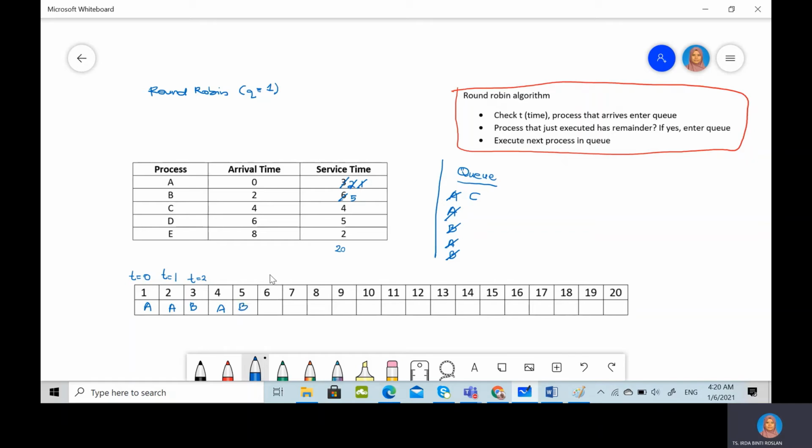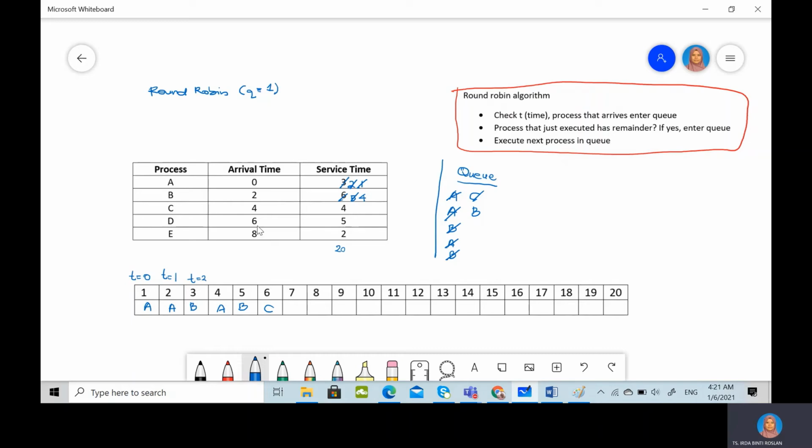Okay, again, check t equals 5. At t equals 5, still no new process. We continue. We check whether B has any remainder or not. Yes, B has 4 more service time, so put it in Q. And then execute the next process. Okay, execute C. So now t equals 6.